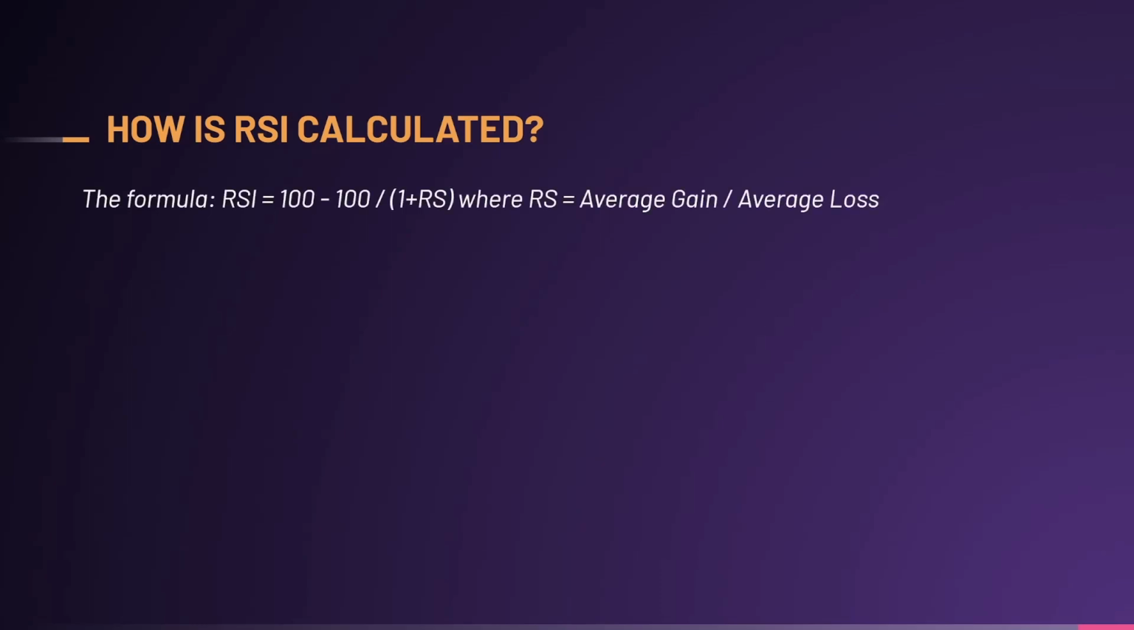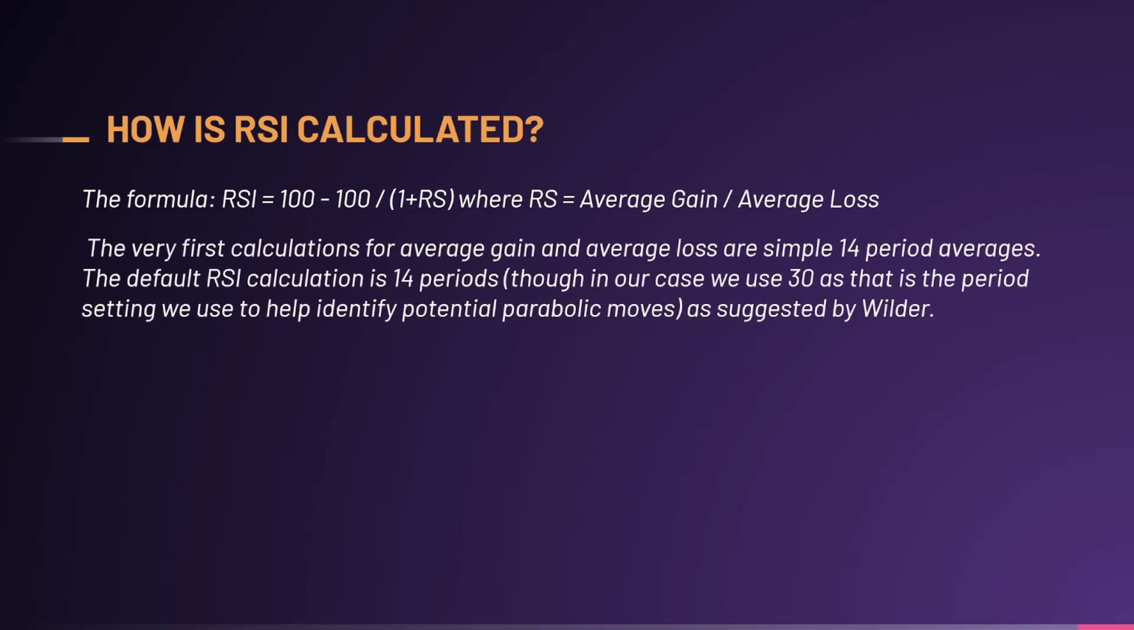The formula for RSI is 100 minus 100 over 1 plus RS, where RS equals average gain over average loss. The very first calculations for average gain and average loss are simple 14-period averages. The default RSI calculation is 14 periods, though in the case of Senior Spyfrat, we use 30 as that is the period setting we use to help identify potential parabolic moves. Yung 14 periods, yun yung default setting as suggested by Wilder.